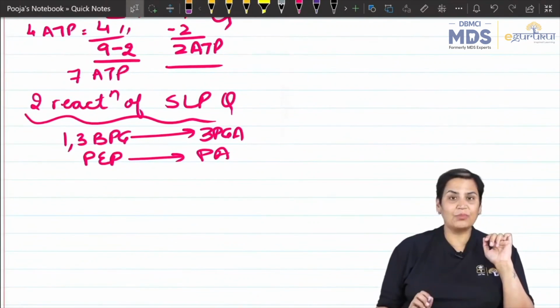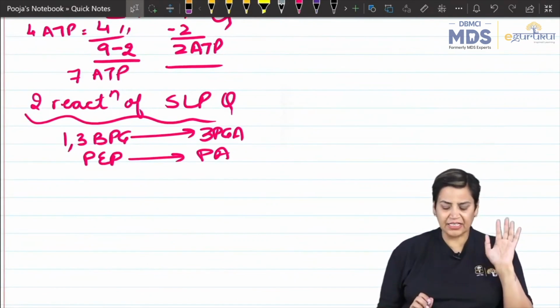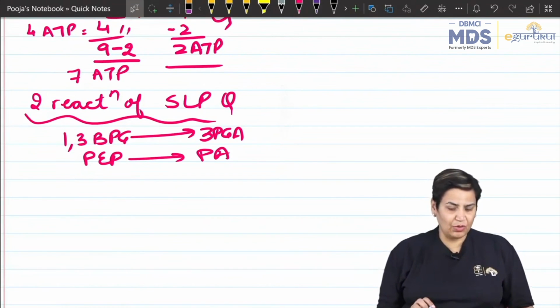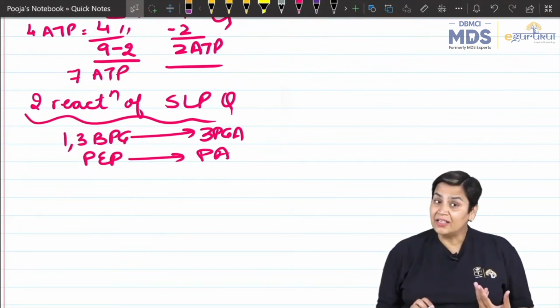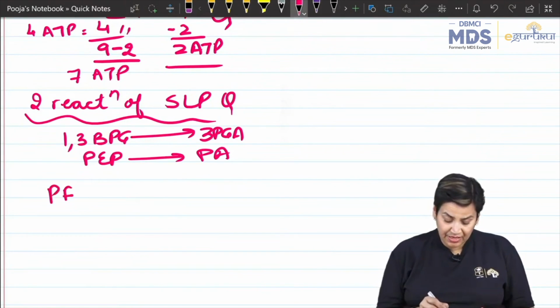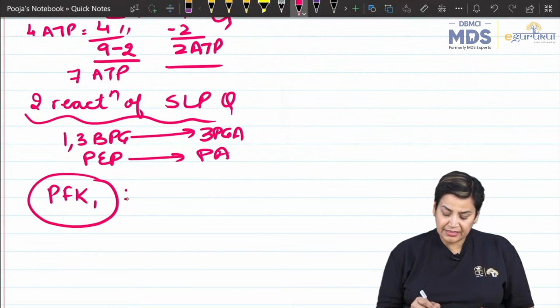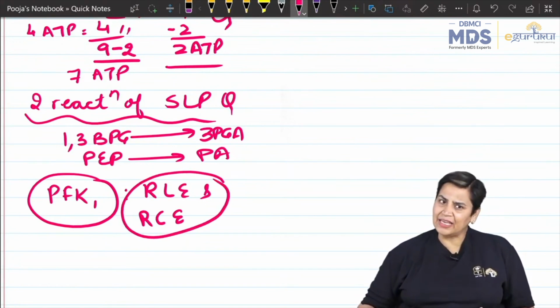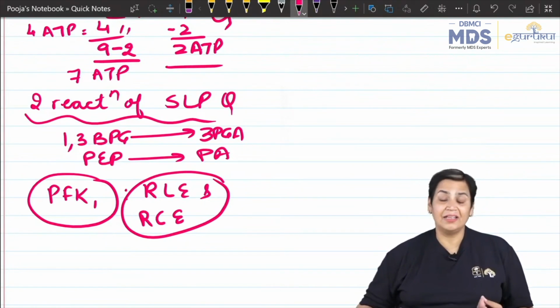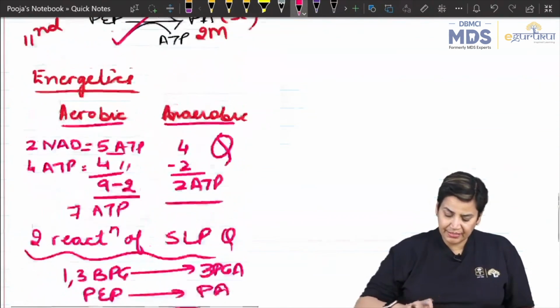Then another important point about glycolysis: energetics we have discussed, site we have discussed, it is incomplete breakdown, that also we have discussed. Now if we talk about the regulation, always remember hexokinase is rate limiting, and the second is PFK1, this is very, very important. PFK1 is a rate limiting enzyme as well as a rate committed enzyme. The rest of the enzymes are simply rate limiting. Right?